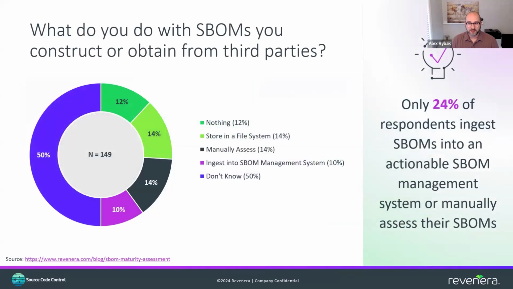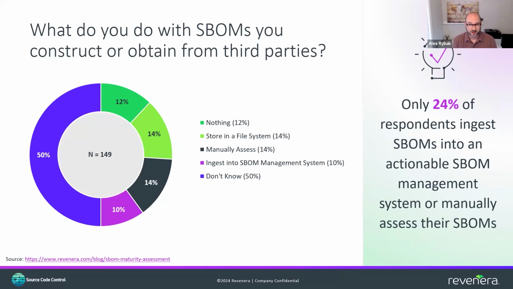So we did an SBOM maturity survey late last year. We got close to about 150 responses, and the takeaway from this is, one of the questions we asked was, what do you do with an SBOM that you construct or obtain from upstream? And only 24% of the respondents actually do something actionable with it, right? And actionable means either we read through it manually and assess it manually, or we ingest it into some sort of system that gives us some sort of grade or kind of red, yellow, green indication of what could potentially be wrong, right?